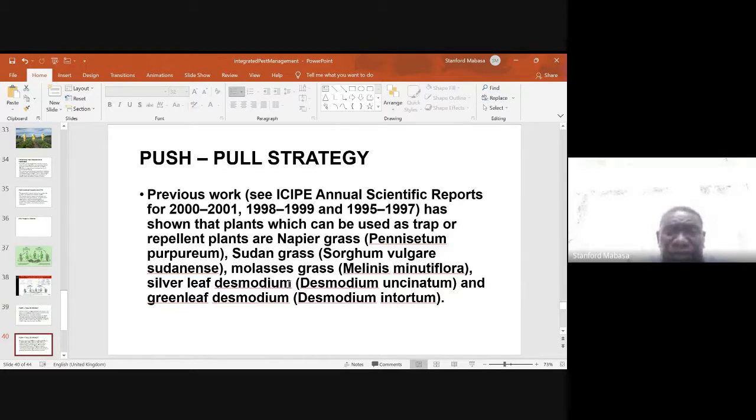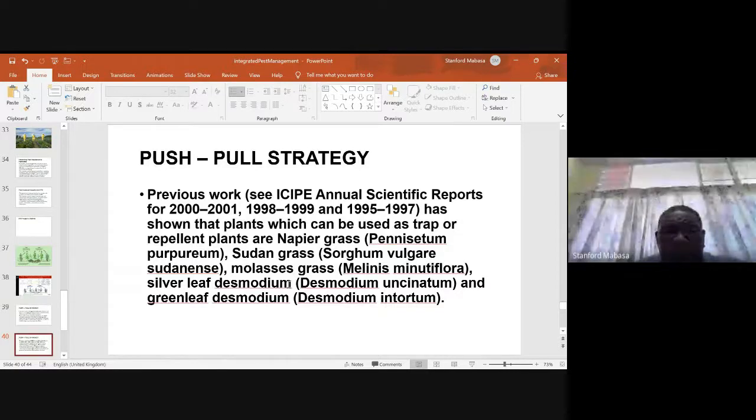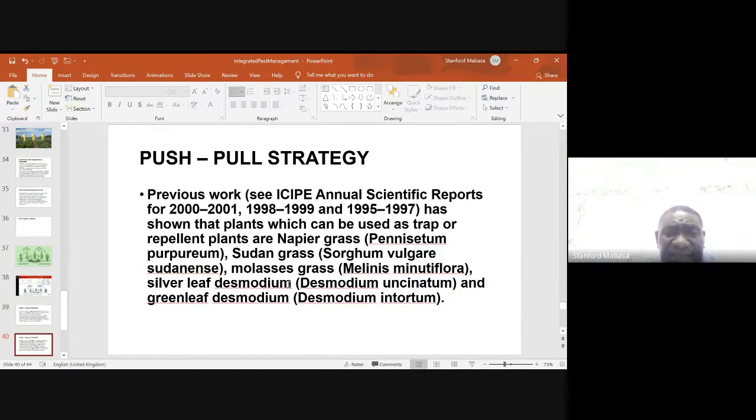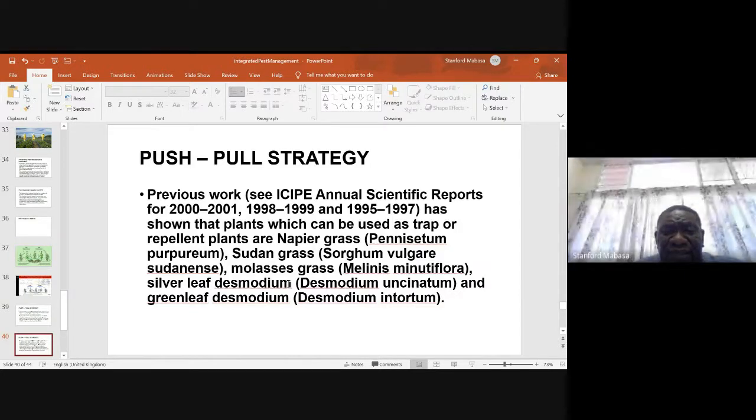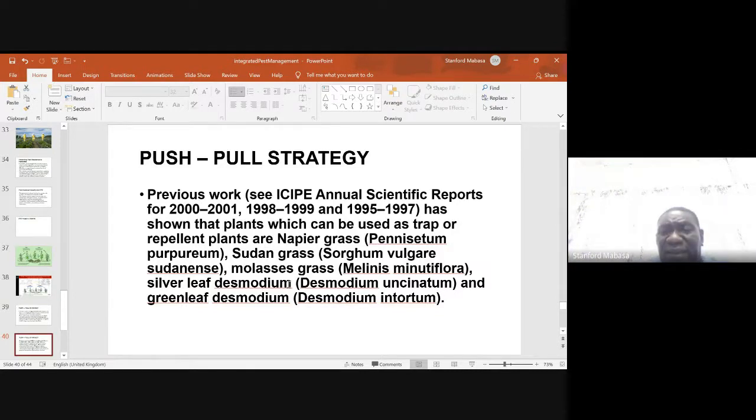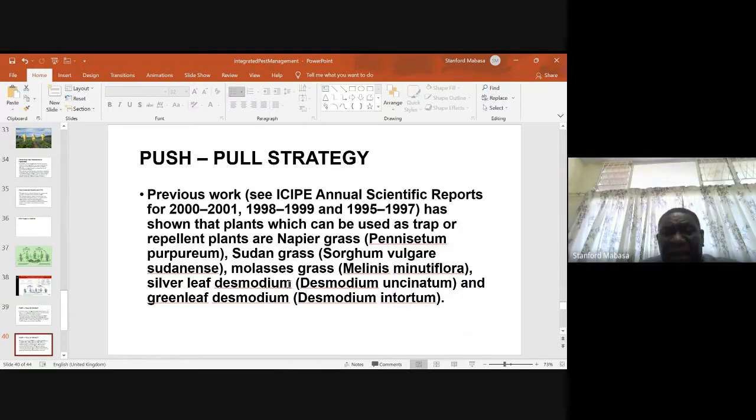Now, they've used trap or repellent plants. They used napier grass, or Pennisetum purpureum, Sudan grass, Sorghum vulgare, Sudanense, then molasses grass, Melinis minutiflora. They've also used the silverleaf desmodium and the greenleaf desmodium.